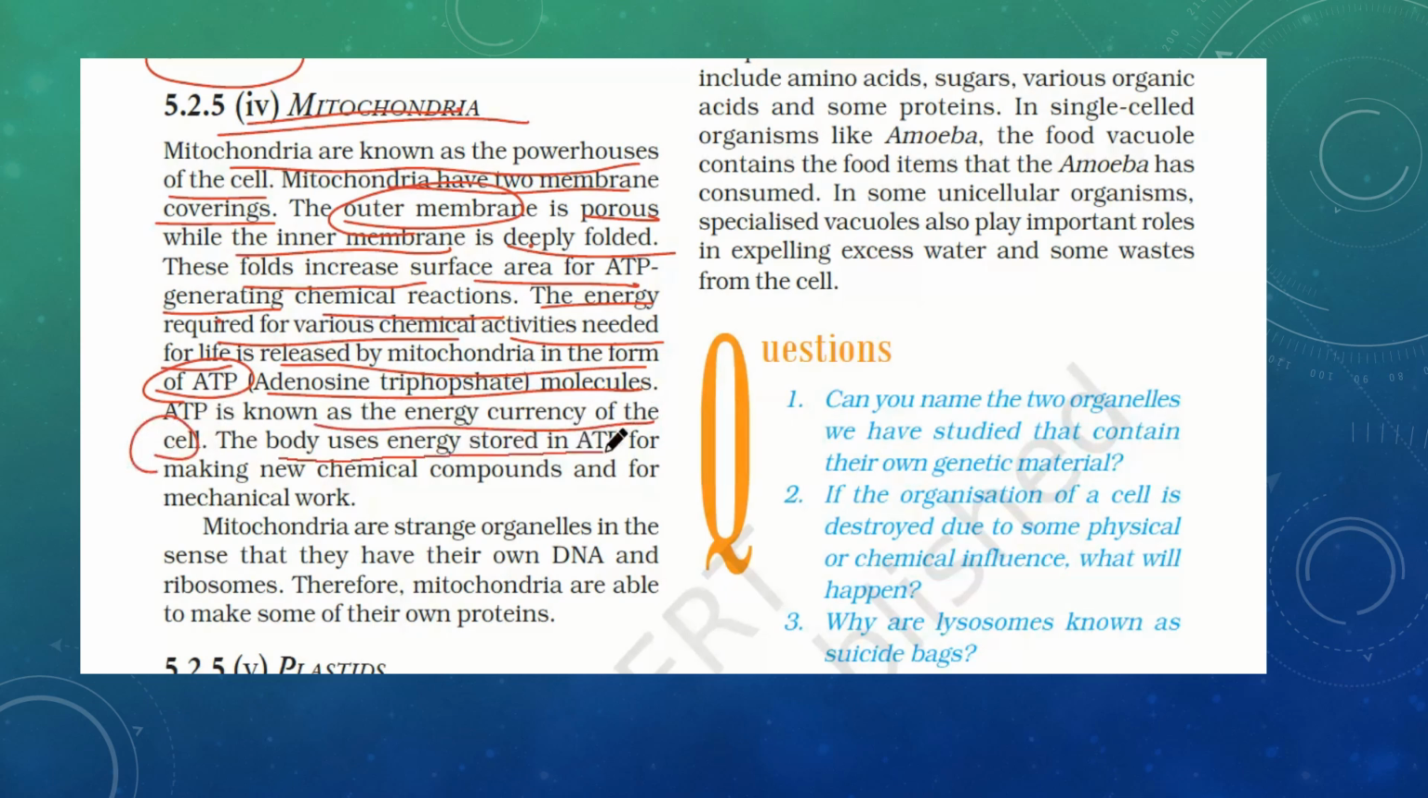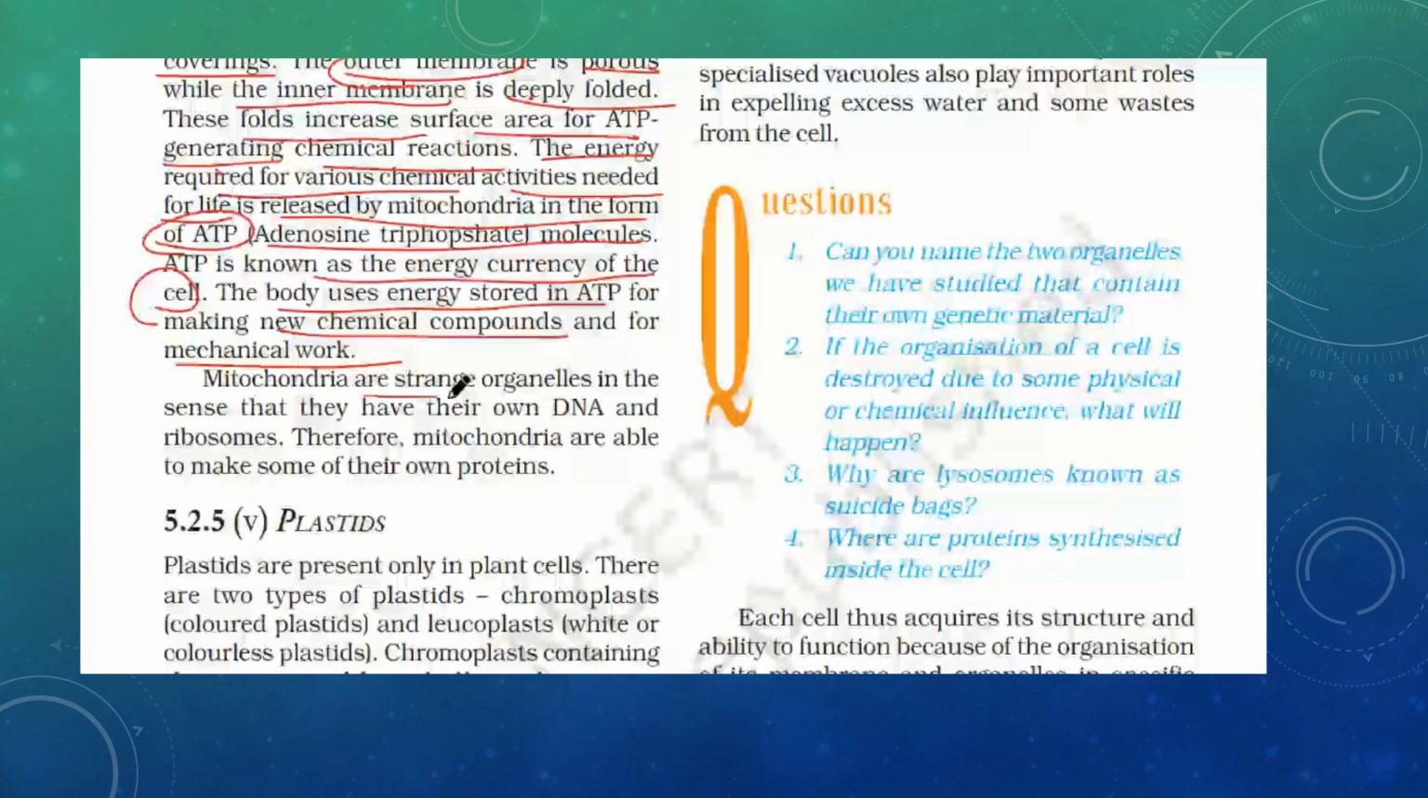Now the body uses this energy, stored in the form of ATP, in making new chemical compounds and for mechanical work. Mitochondria are strange organelles in the sense that they have their own DNA and ribosomes. They do not depend on the DNA in the nucleus and the ribosomes in the cytoplasm.